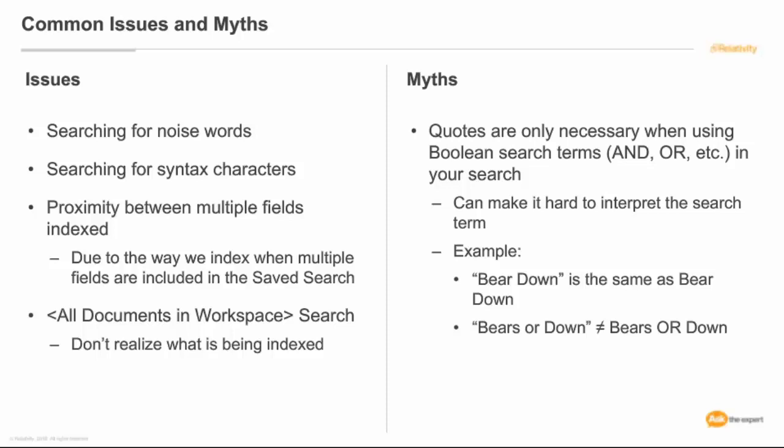You can do all of that either at the instance level or for each workspace. Just remember, whenever you're modifying the noise word list, you do need to run a full build of the index in order to apply that.